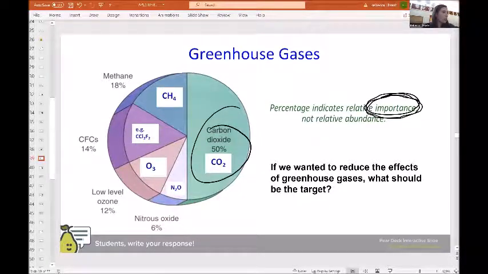Now, if you wanted to reduce the effects of greenhouse gases, and we're looking at this pie chart, really what should be our target as far as interventions?